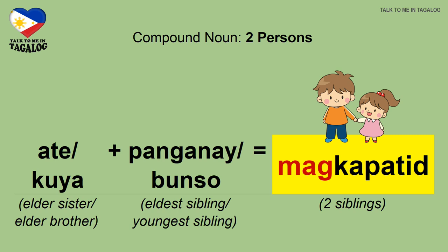Magkapatid, meaning two siblings. The word kapatid is also a gender-neutral word meaning someone's sibling. A sibling could be an elder sister who in Tagalog is called ate, or an elder brother whom we call kuya. The eldest child in the family is referred to as panganay, and the youngest is called bunso. If you are referring to just two siblings, the right word is magkapatid.